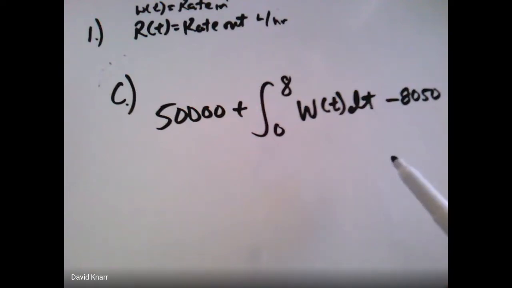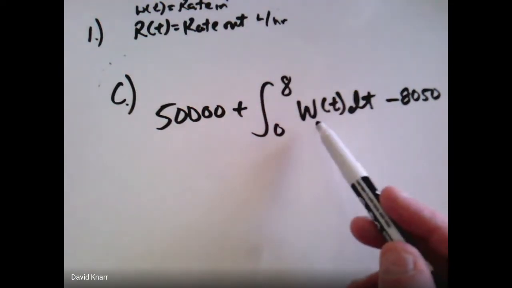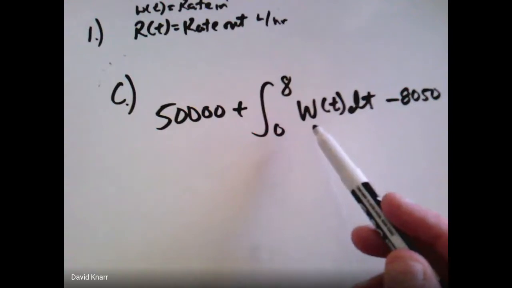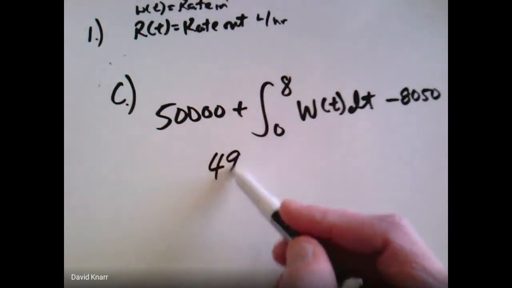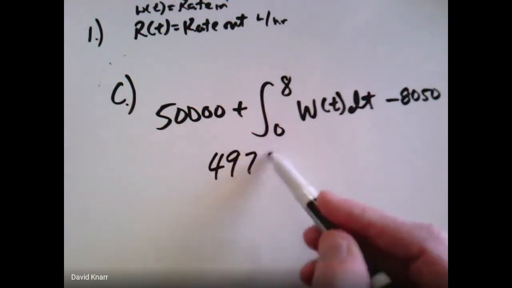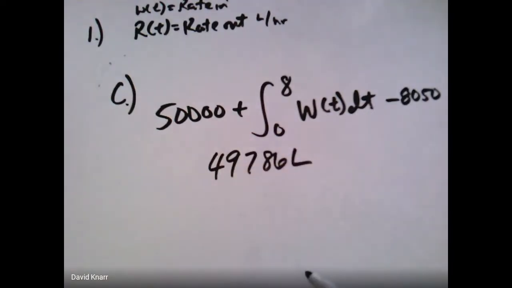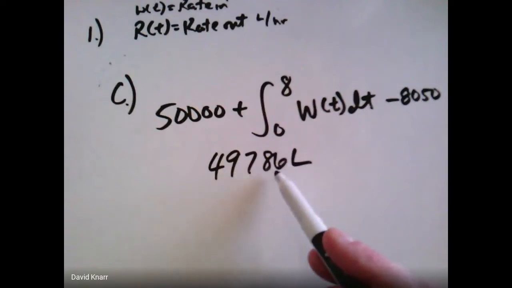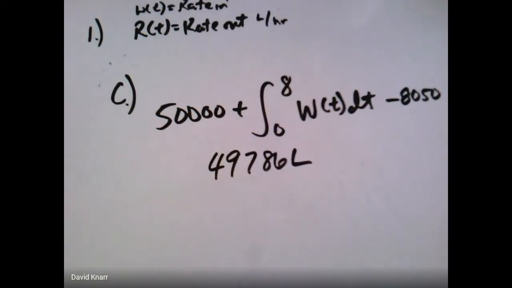All right? And if you do that properly, this goes in the calculator, of course, and you're going to come out with 49,786 liters of water. Okay, to the nearest liter, it does ask you to round it. Otherwise, you put 3 decimal places. All right, so there's your accumulation portion there, okay, right there.